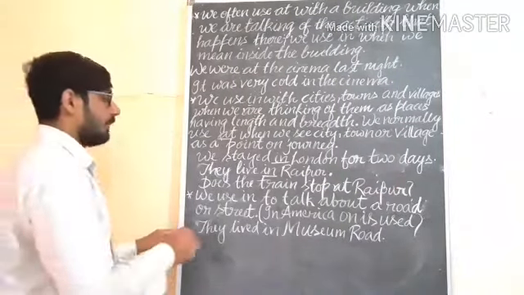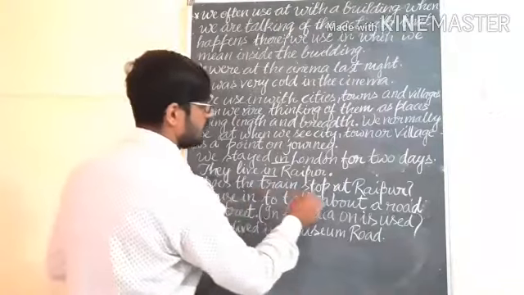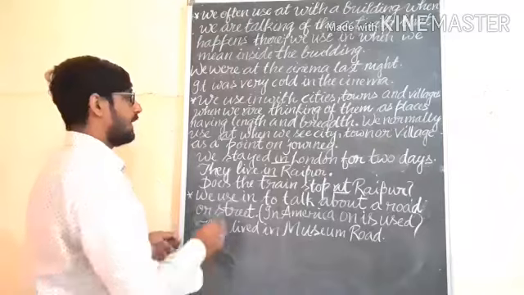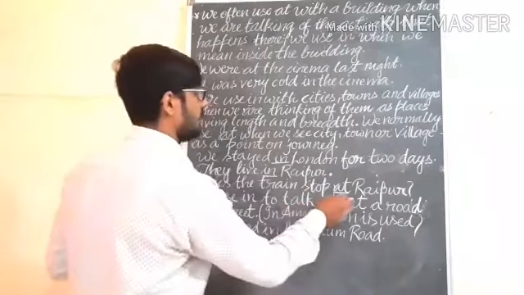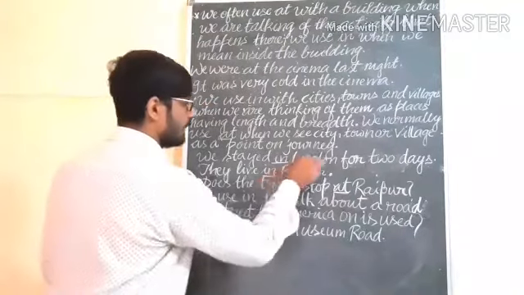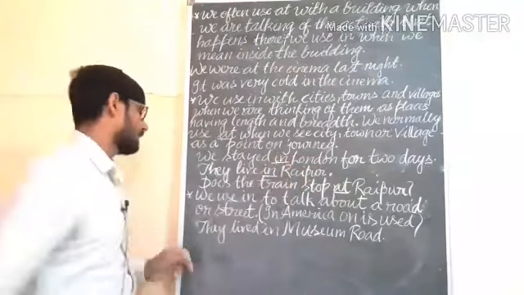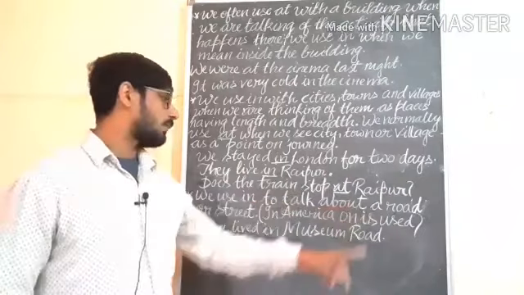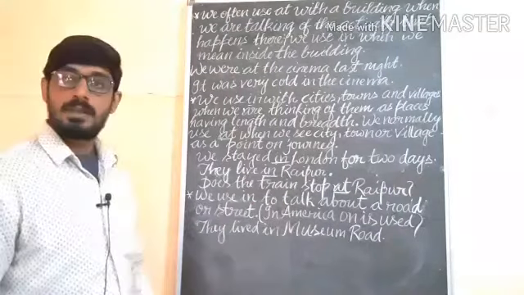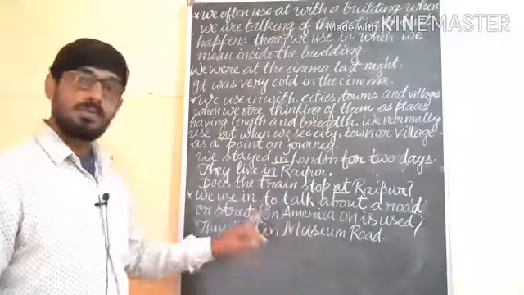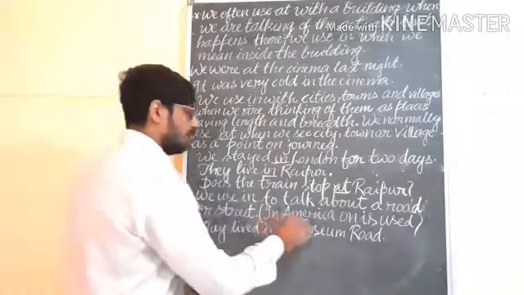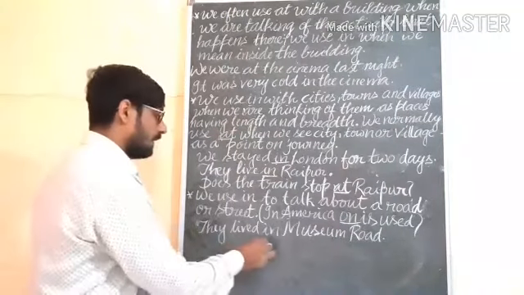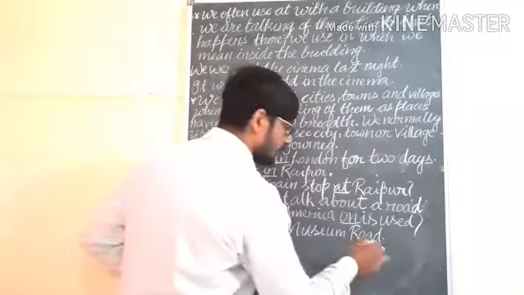Afterward we are coming to this: Does the train stop at Raipur? We are using "at" when we talk about a point of a journey. When we talk about length and breadth, we will use "in". We use "in" to talk about a road or street. For road and street we will use "in", but in America we will use "on". They lived in Museum Road.